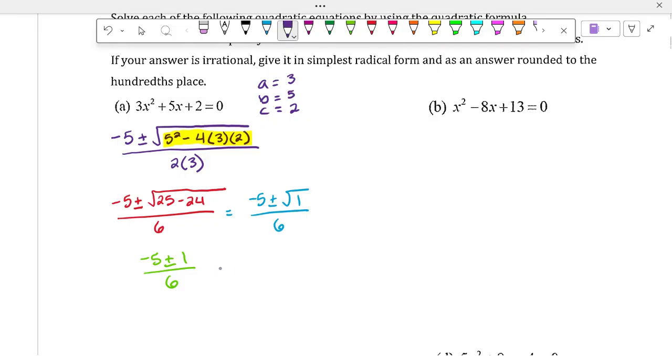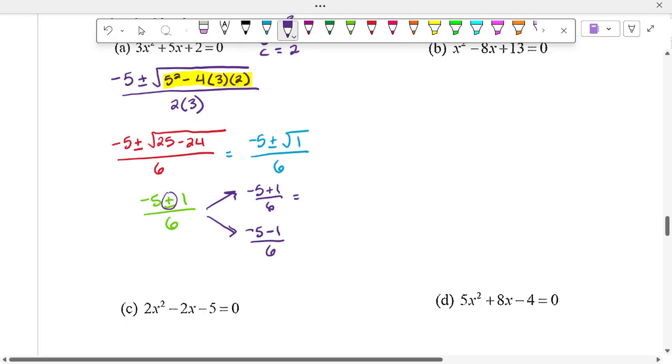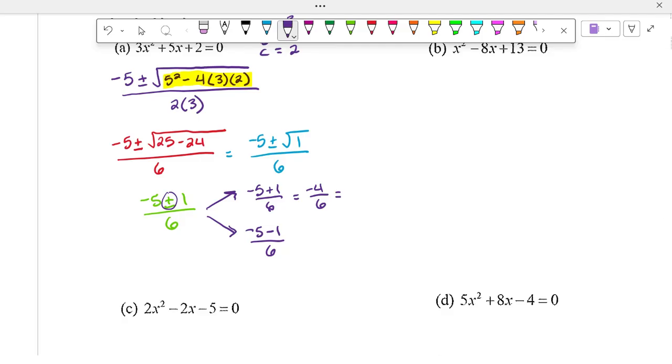So we got rid of the radical. Our last step is to separate that plus and minus. So I have -5 plus 1 over 6, and -5 minus 1 over 6. What's -5 plus 1? -4 over 6. So that simplifies down to what? -2/3. What's -5 minus 1? -6. So -6 over 6 does simplify down to -1. So x equals the set of -1 and -2/3.